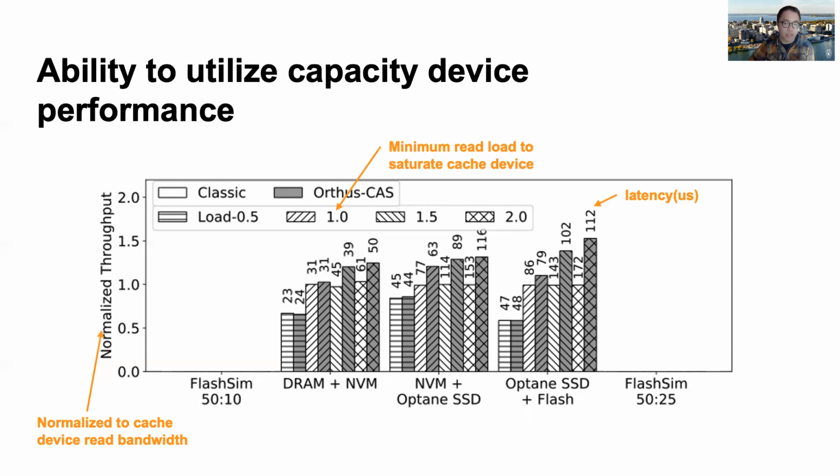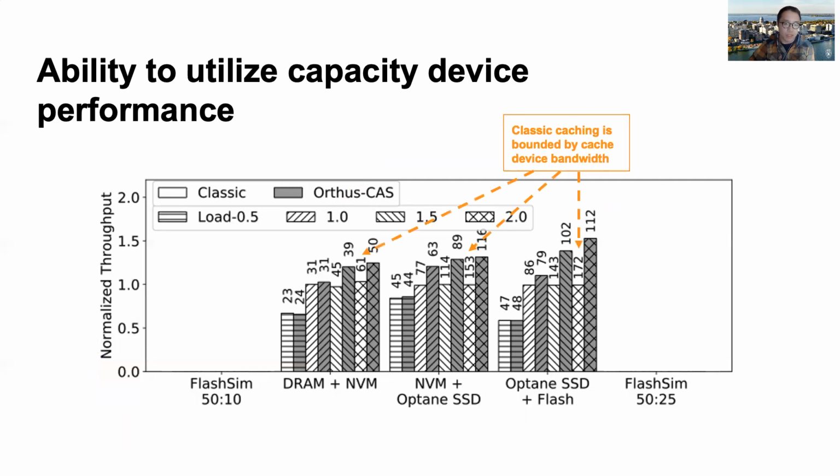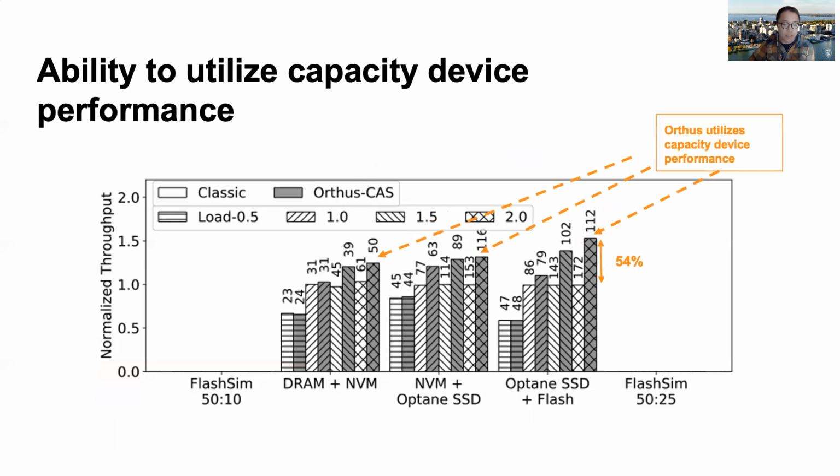In the figure, we plot normalized throughput of both classic caching and Orthus. According to the figure, first we can see classic caching performance is always bounded by the cache device bandwidth. In contrast, since Orthus now enables offloading, it can utilize the available performance in the capacity device. As such performance is considerable in modern hierarchies, we observe a significant improvement of Orthus over classic caching in today's hierarchies.